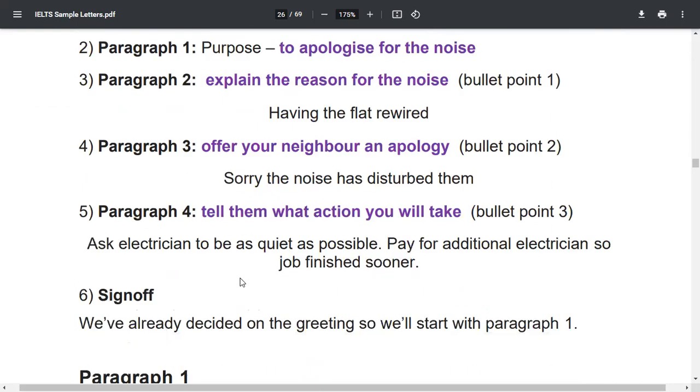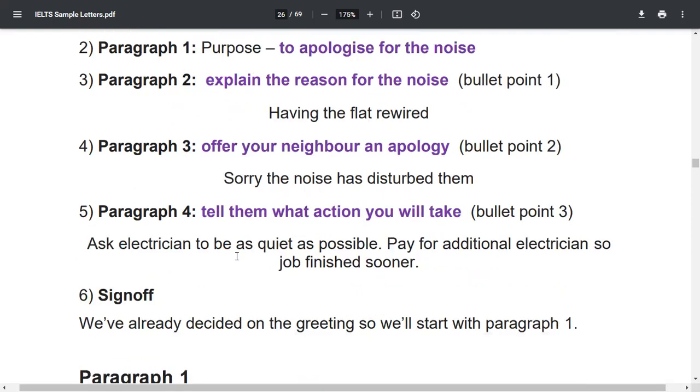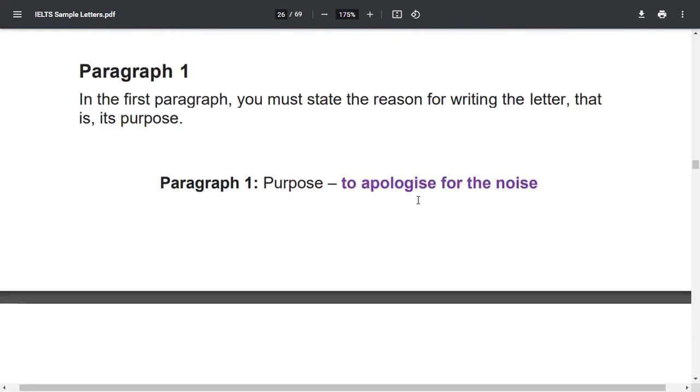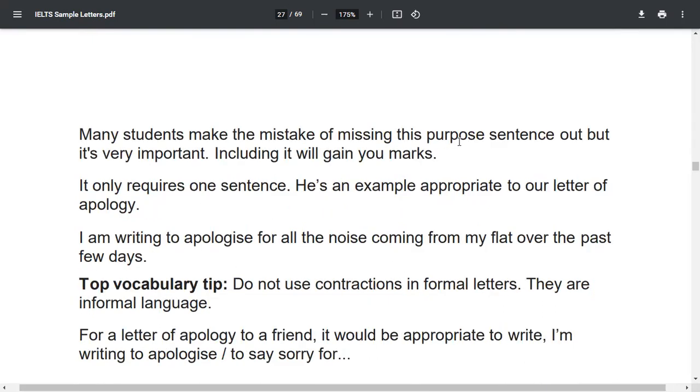So we've thought about the answers to the three bullet points and the purpose sentence as well. Now it's time to start paragraph 1, which is the purpose sentence. In the first paragraph, you must state the reason for writing the letter. That is its purpose. So paragraph 1 purpose: to apologize for the noise. Many students make the mistake of missing this purpose sentence out, but it's very important. Including it will gain you marks, so don't miss out the purpose sentence. It only requires one sentence.